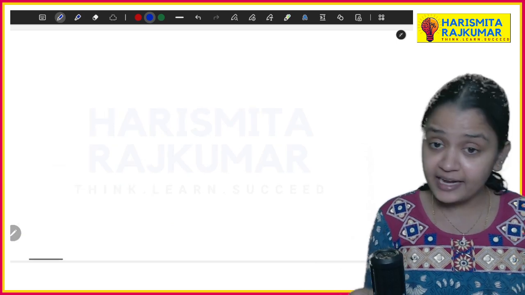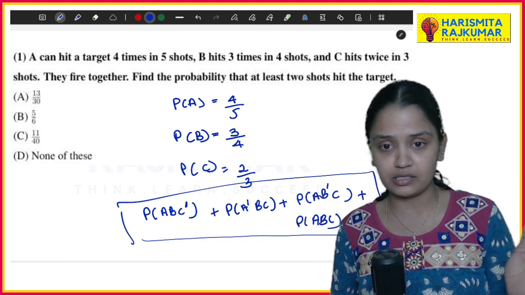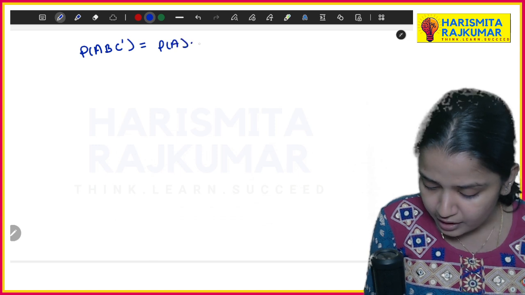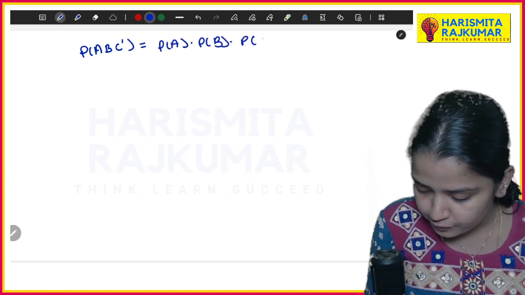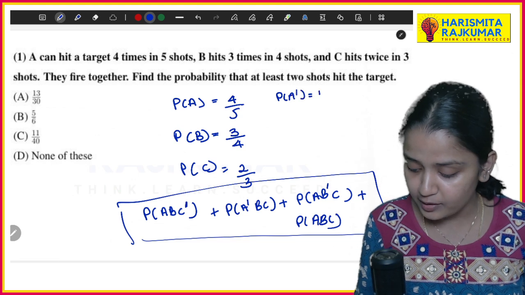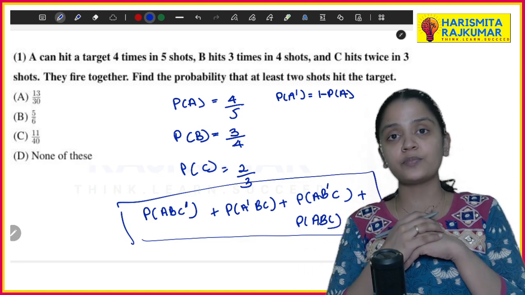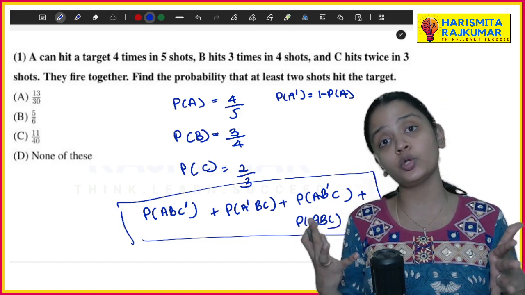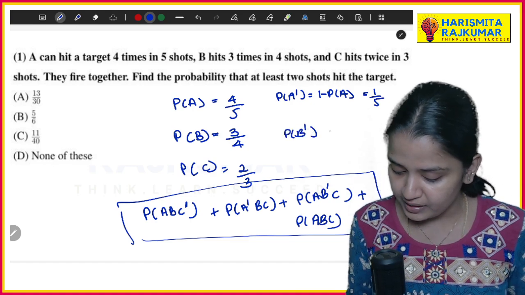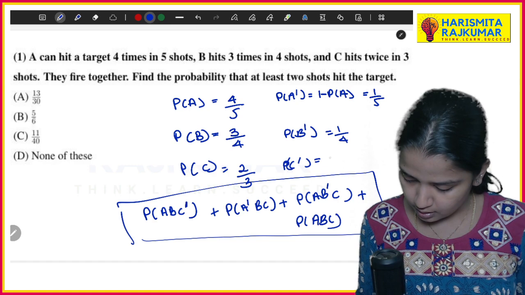Now let's find individually. Since they are independent of each other, we can directly write P of A B dash is nothing but P of A into P of B into P of C dash. P of A dash is nothing but 1 minus P of A. If I am doing it 4 by 5 times, the chance of not doing is 1 by 5, which is 1 minus that. Similarly, P of B dash is nothing but 1 by 4. P of C dash is nothing but 1 by 3.